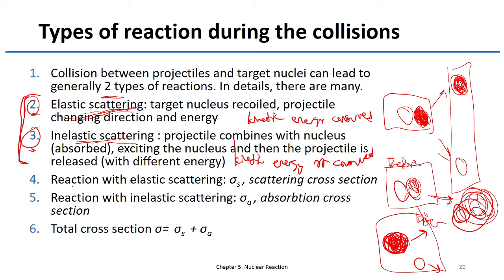We say that the reaction with elastic scattering is governed by the scattering cross section, and the reaction with inelastic scattering is governed by the absorption cross section, because the projectile is absorbed. So the likelihood that the projectile will be absorbed is expressed using the absorption cross section sigma A. This is A, this is S, for absorption and for scattering.